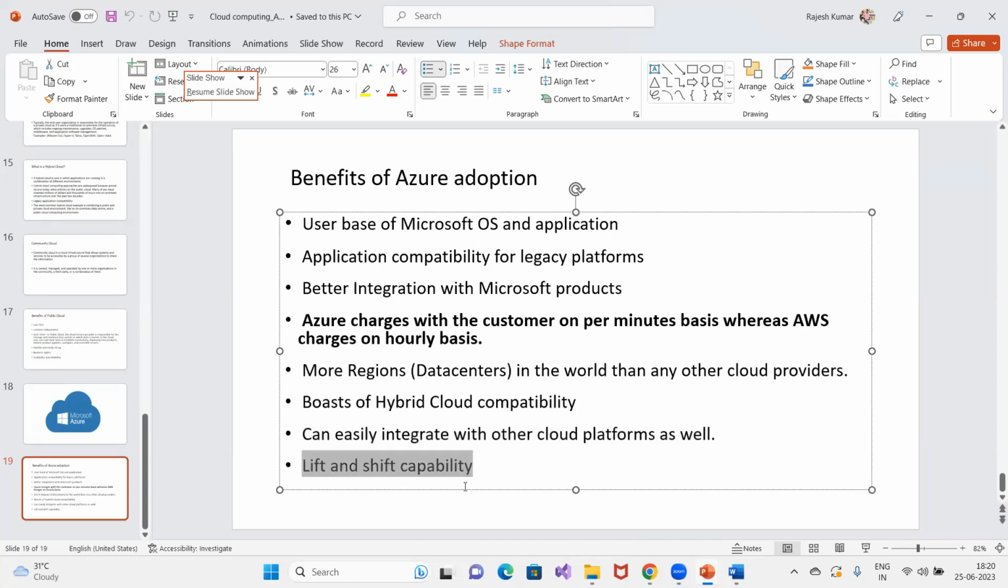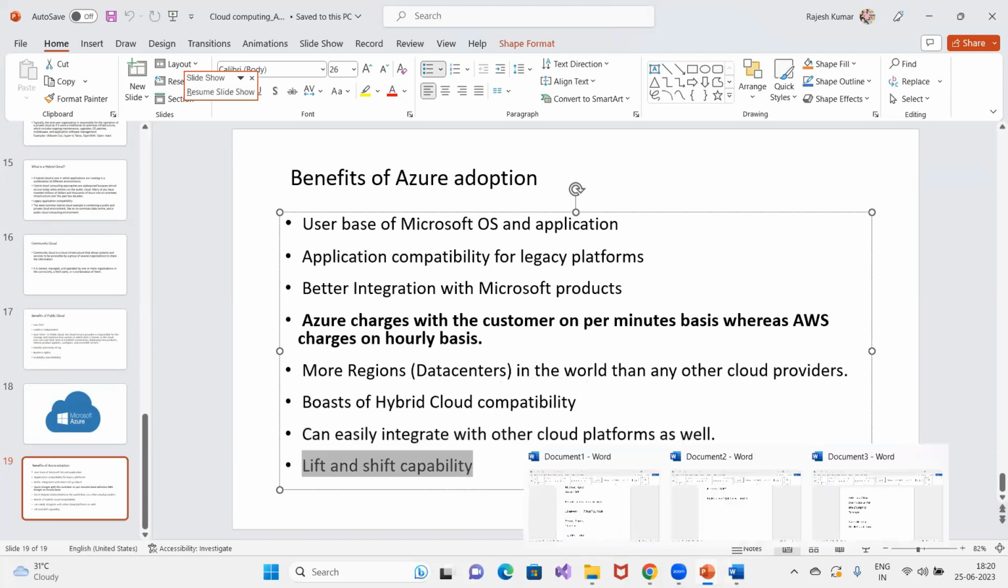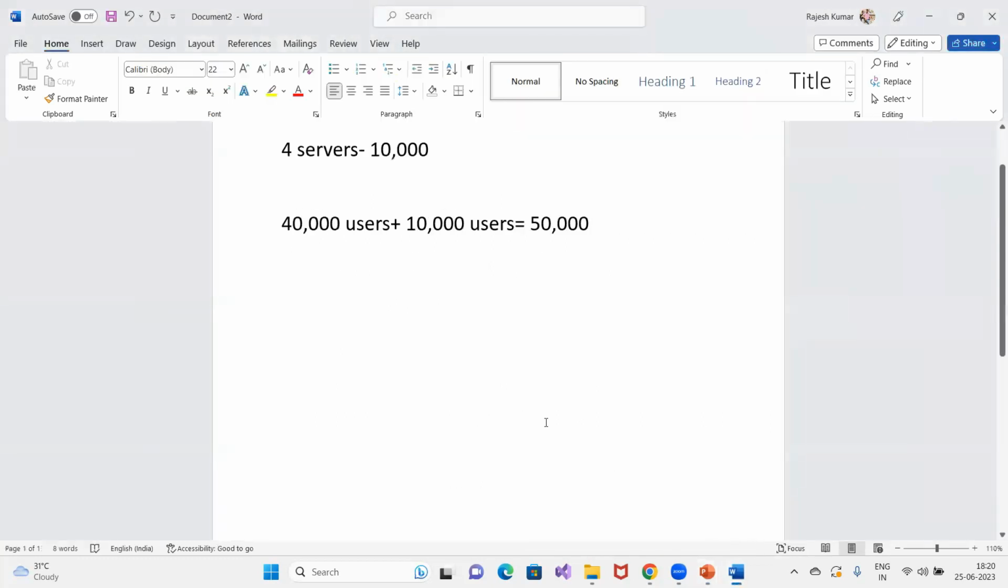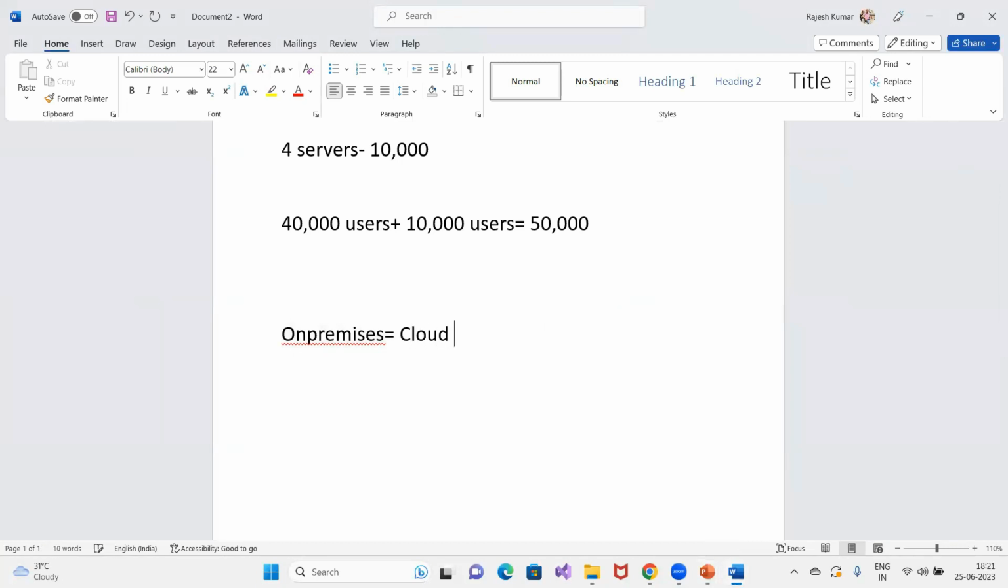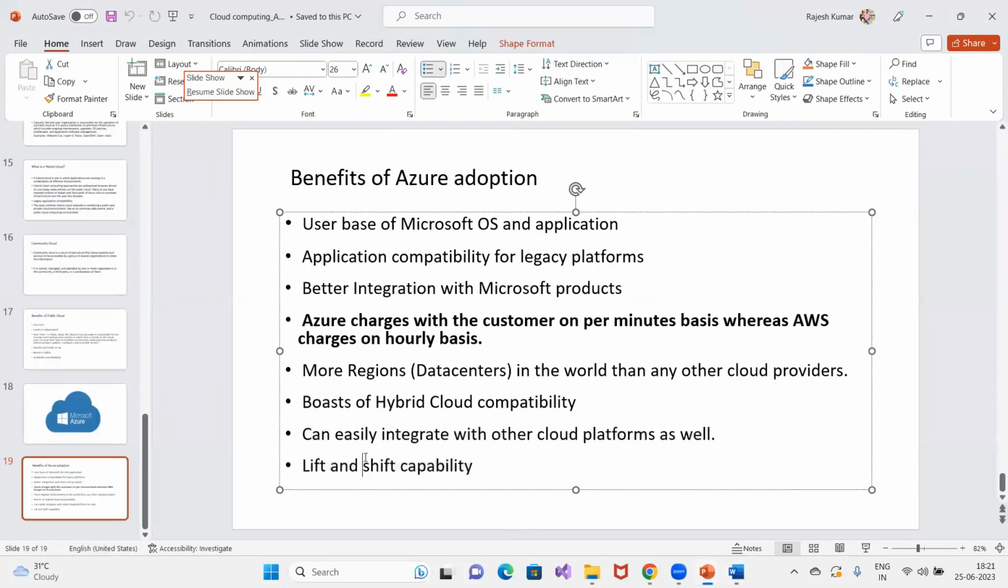There is a lift and shift capability in Azure. Lift and shift capability means if you are hosting any on-premises infrastructure, then you can easily migrate the application to the cloud without wasting so much time. That is called lift and shift capability. So you can use the tools and you can easily migrate the infrastructure to the Azure cloud environment.